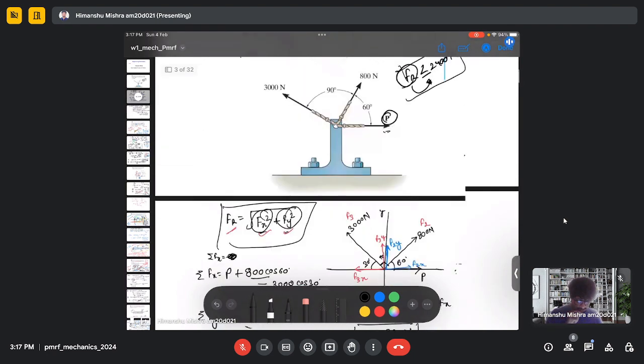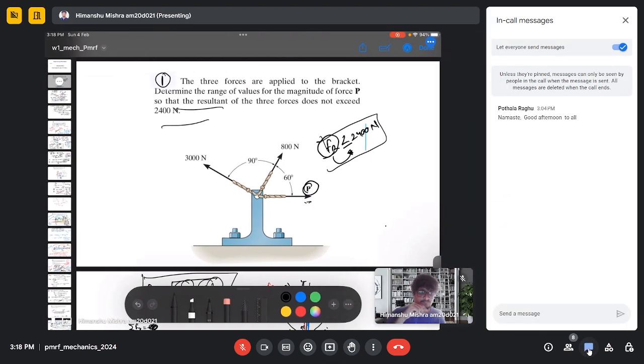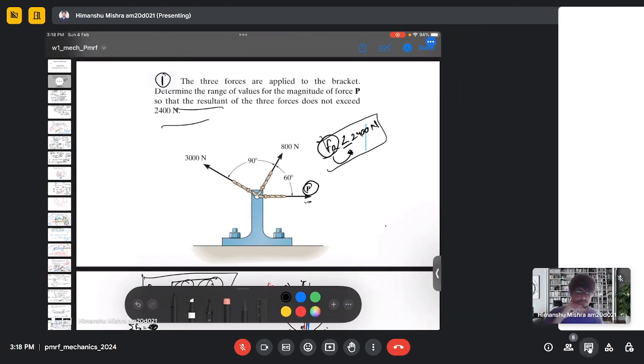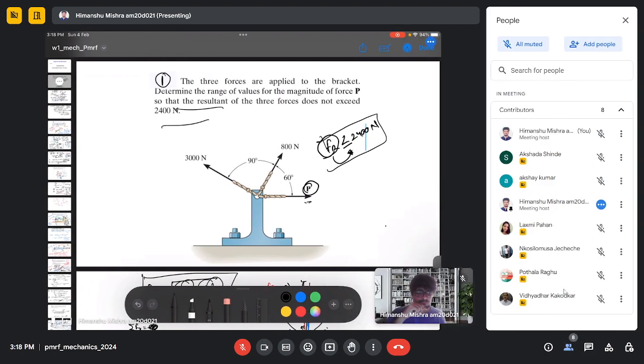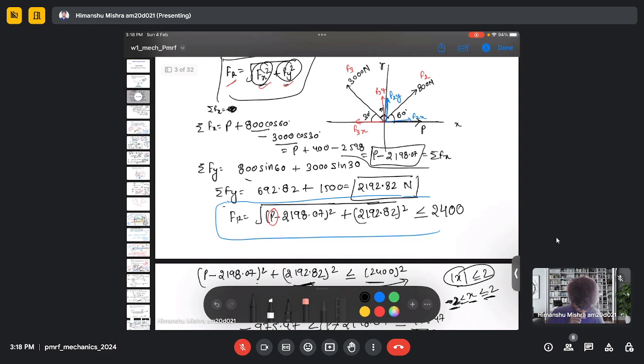So any doubt in this one? Yes. Cannot we use sine rule for this? Yes, sorry. Cannot we use sine rule for this problem?